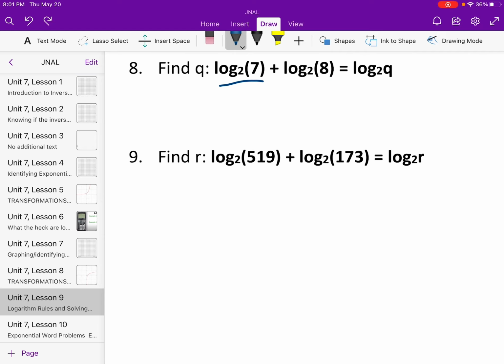Find q. Alright, so we're adding these two things together. Technically, you could go into the calculator and do that, but then you would get some crazy number, and you need to find just what q is. This goes to the rule that if you add two logarithm expressions, the values in the parentheses can be multiplied. So since we have the values of 7 and 8, they can be multiplied to get 56. That's what q is.